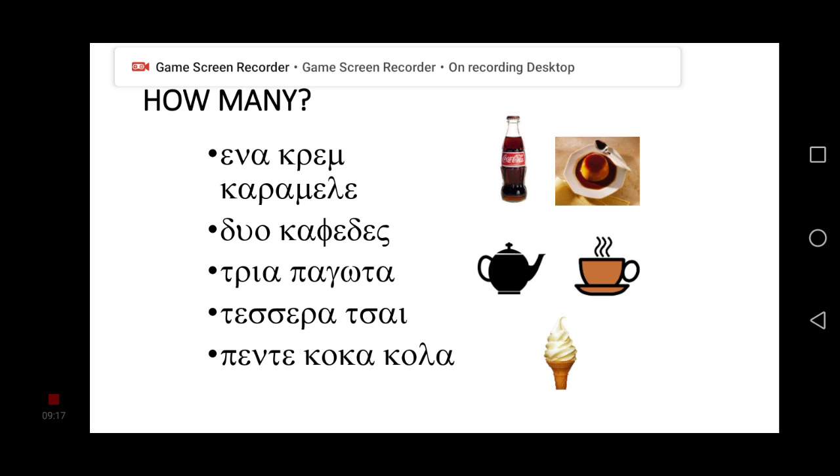So you've got a well-known drink there. You've got a well-known dessert there. You've got a teapot. You've got a cup there containing something, a hot drink. And the ice cream at the end, by process of elimination, can you work out what Greek word that is? So I'll pause the screen and see how many you can identify.